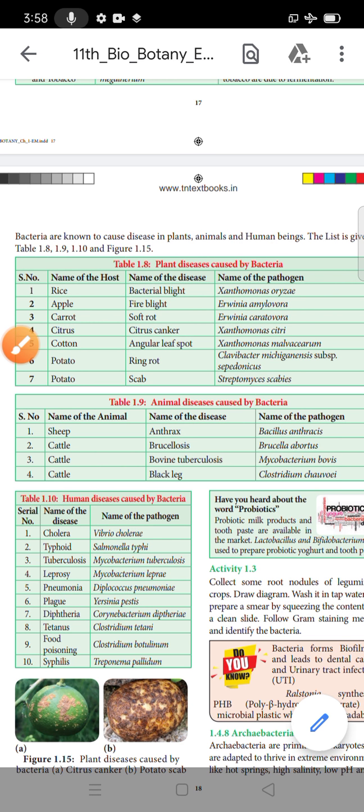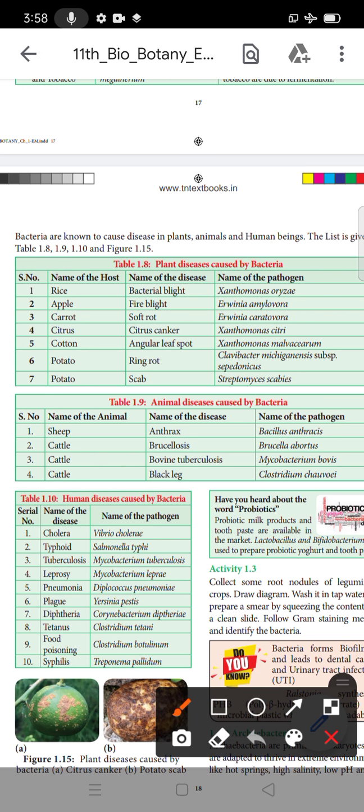Namaste students, we will see the next topic, the animal diseases caused by bacteria. It is the bacteria that is causing the animal disease.